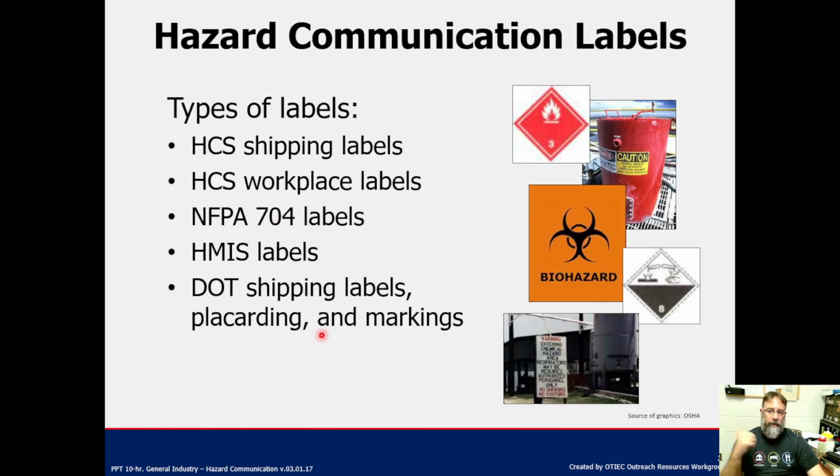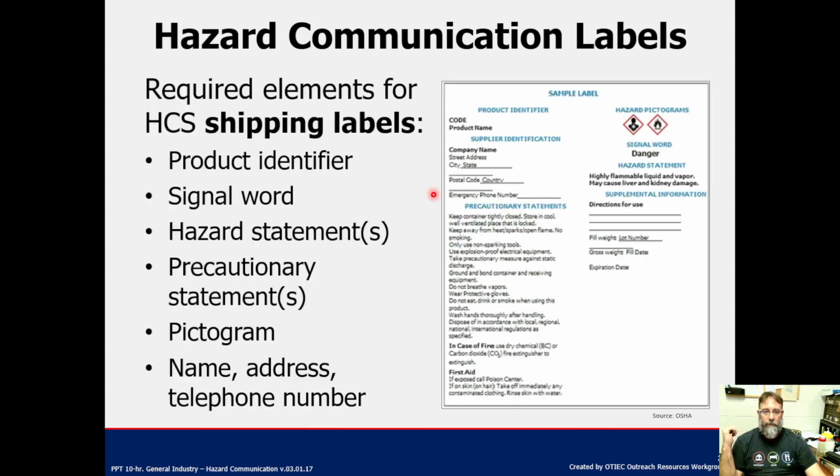Different types of labels. DOT has their own thing. The NFPA 704 labels. There's all sorts of different types of labels out there that apply to this. Shipping products, shipping labels. We see here basically it's all the same stuff as on the shipping label and the other labels. All of that stuff is already there. So it's kind of across the board. There's no specific order it needs to be in, but that information is there.